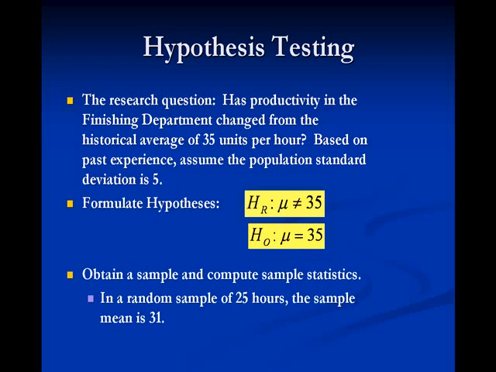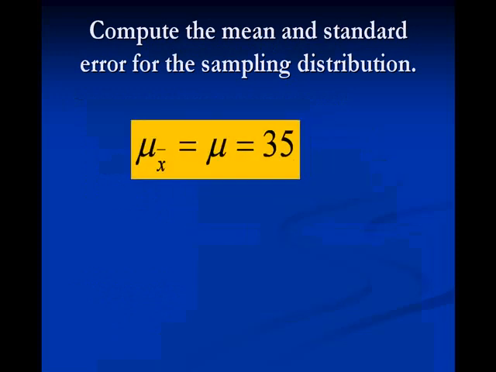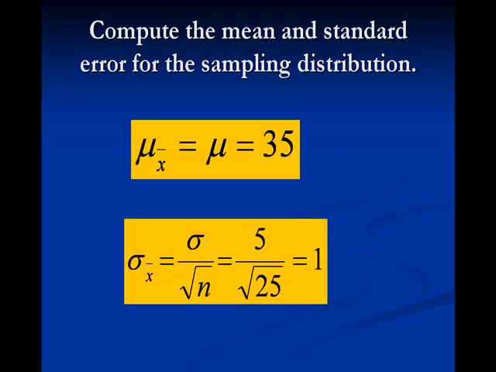So next we get a sample and obtain sample statistics. So let's say we took a random sample of 25 hours and the sample mean was 31 units per hour. So now we'll compute the mean and standard error for our sampling distribution. So our hypothesized mean was 35. That's going to be the mean of the sampling distribution. The standard error will be the population standard deviation divided by the square root of n. So we'll have 35 and 1.